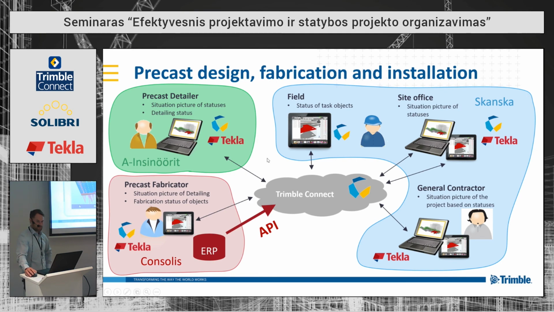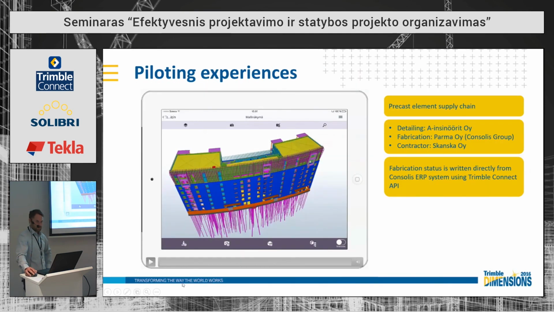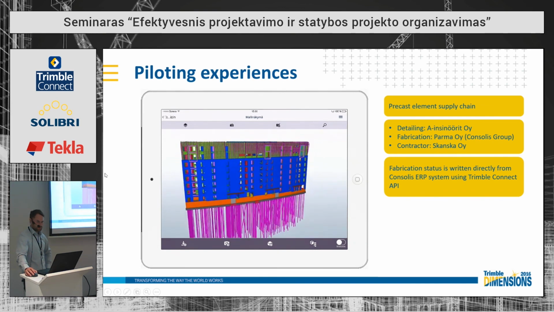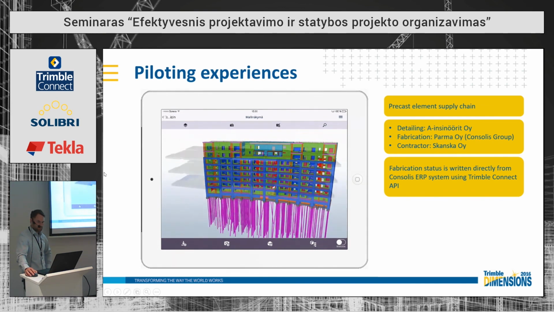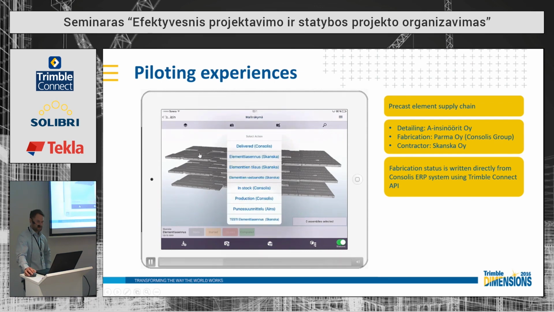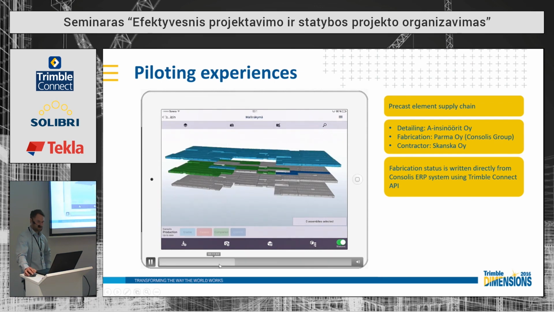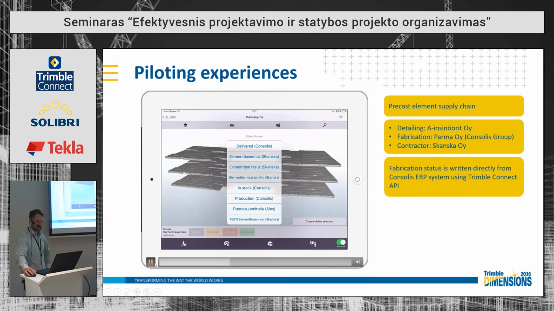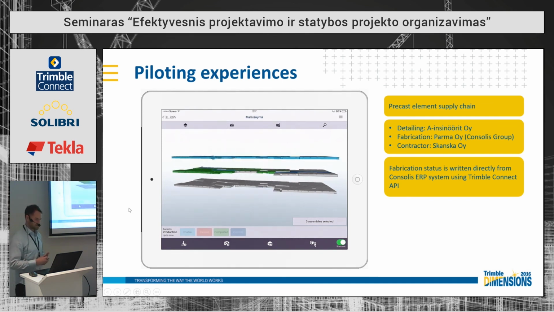A couple of just pictures here, and maybe let's see some videos. So this is the project that they were planning, and in the first project they were following only the hollow-core slabs, so not the whole project. And you can see that they have, for example, Consolis, they had different tasks. They have in stock, in production, and delivered. So you can see that they followed these tasks, and you can see all that history and different status.